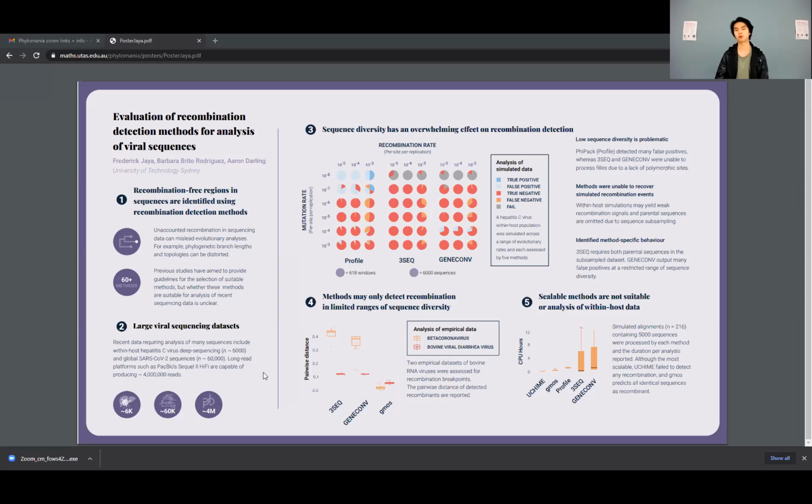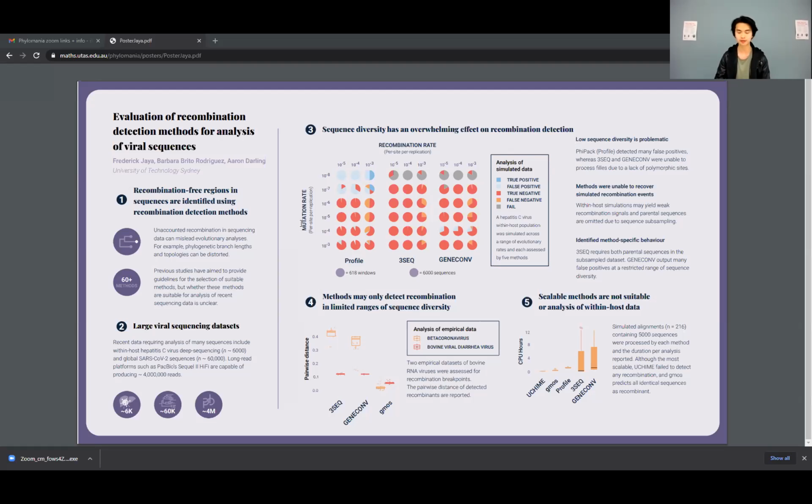So what I did for my project is that I benchmarked 5 recombination detection methods. And to do this, we simulated a within-host population of hepatitis C virus. And our first key finding of when we analyzed our simulated data is that sequence diversity has a massive impact on how recombination is actually detected. And to provide some examples of that, firstly, we find that analysis of sequences with low diversity can be problematic.